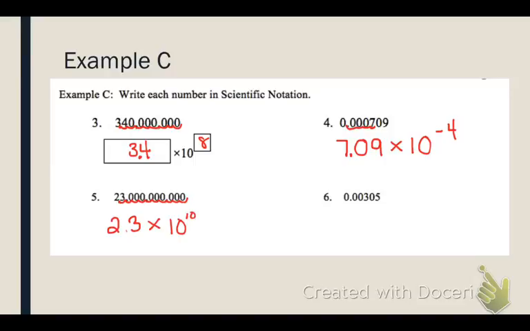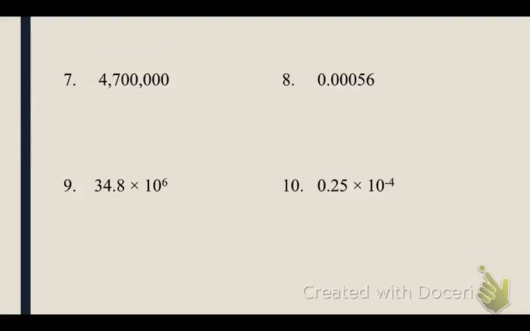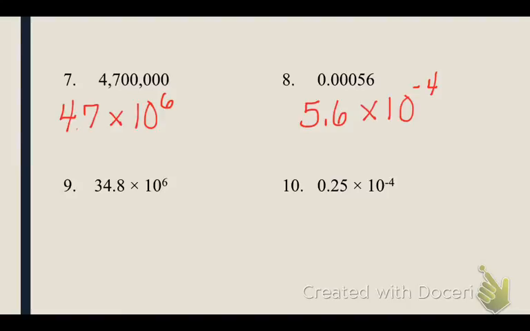Number 6, now this is a tiny number, so my brain starts thinking, well, when they're small numbers, typically it's multiplied by a negative exponent. So I count 1, 2, 3 to the left would be times 10 to the negative third. Try 7 and 8 and pause the video, and then we'll see if we agree. Here are my answers to 7 and 8.